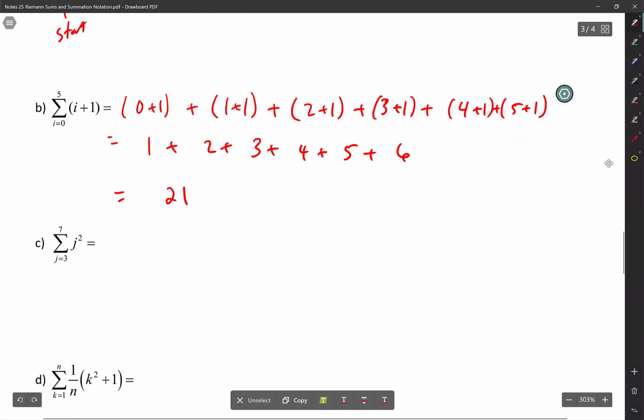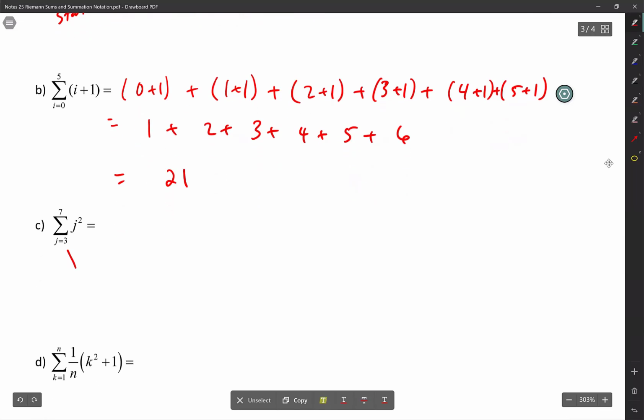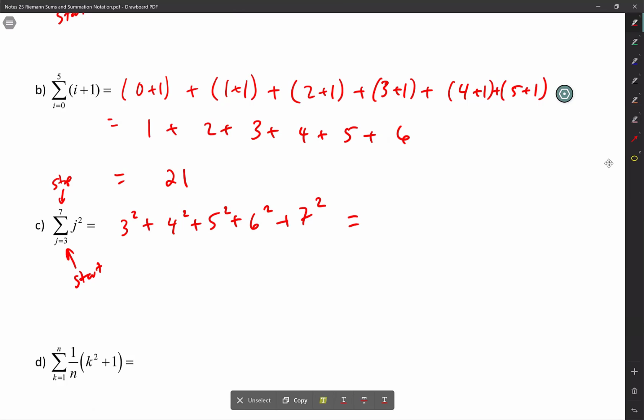All right, let's do this one. We start at 3 and we stop at 7. So 3 squared plus 4 squared plus 5 squared plus 6 squared plus 7 squared. These numbers are too big for me to add up. You guys go for it. Tell me what those numbers are. Okay, I have a calculator. I'll do it. 135. I was about to write it.